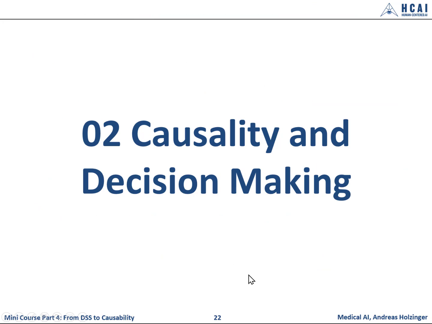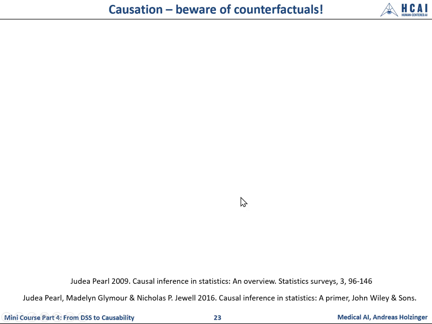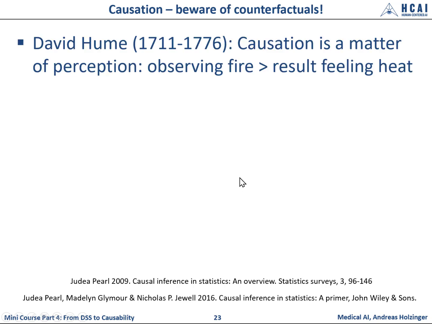And this brings us now directly to causality, which is really tightly connected with decision making. So causation, beware of counterfactuals. David Hume: causation is a matter of perception. Observing fire, for example, results in feeling heat. This is the classic example with the child and the hot plate. You touch the fire and the result is feeling heat.